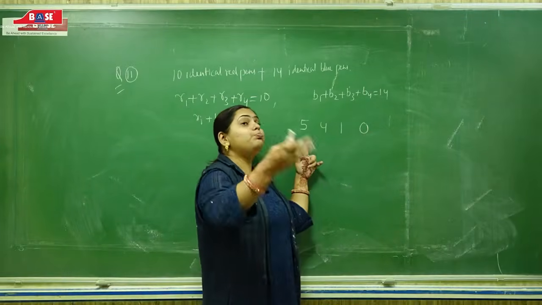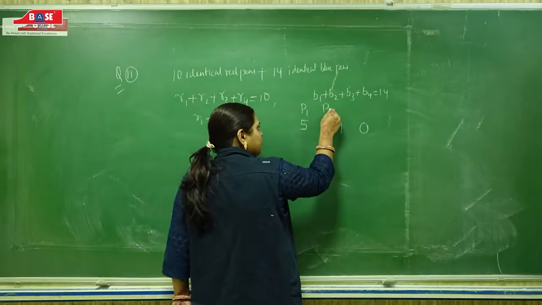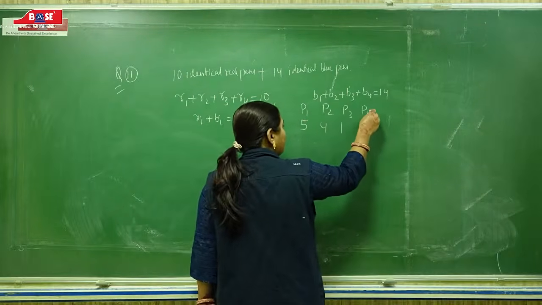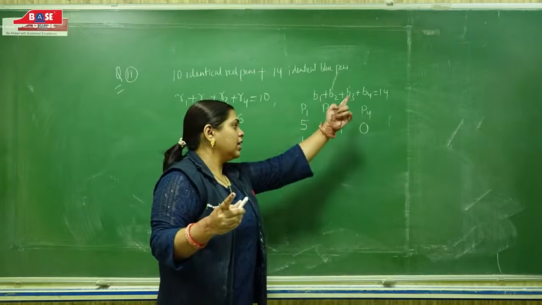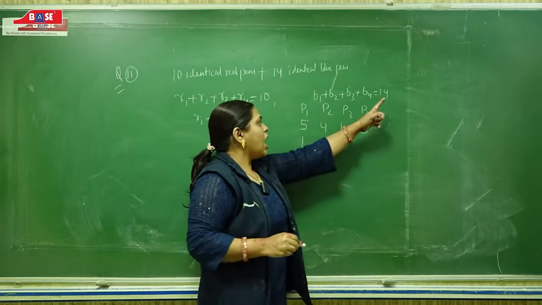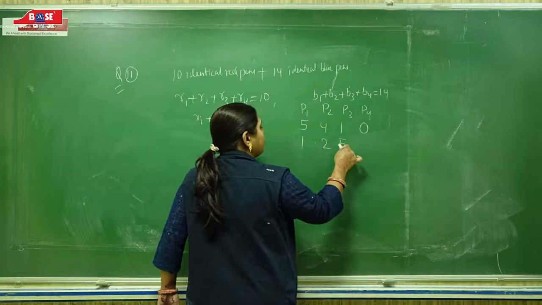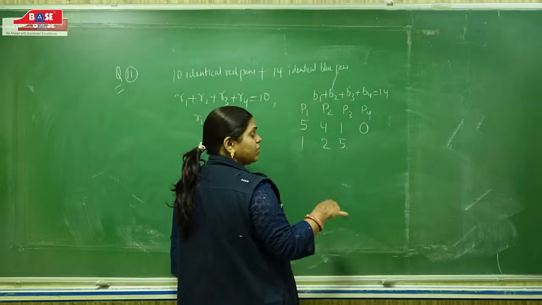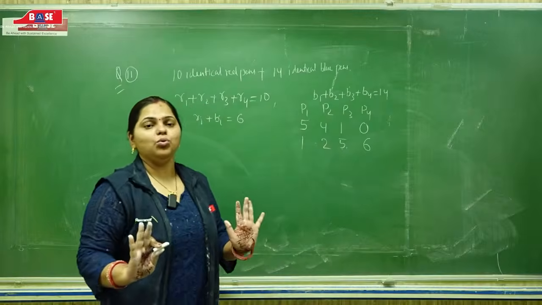So how many more blue pens should I give to the first person? This is P1, P2, P3 and P4. Accordingly, the first gets 1, the second gets 2, P3 has to get 5 objects, and the fourth gets 6. If you add them, it will be 14 only.